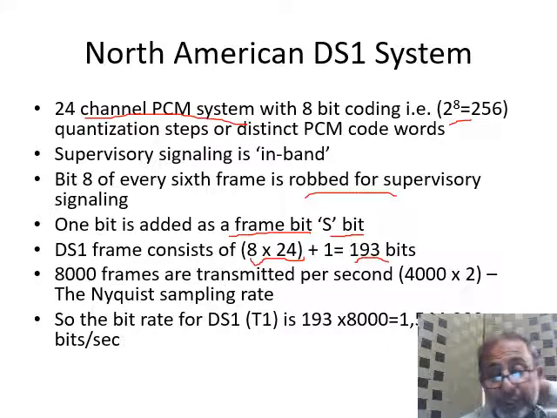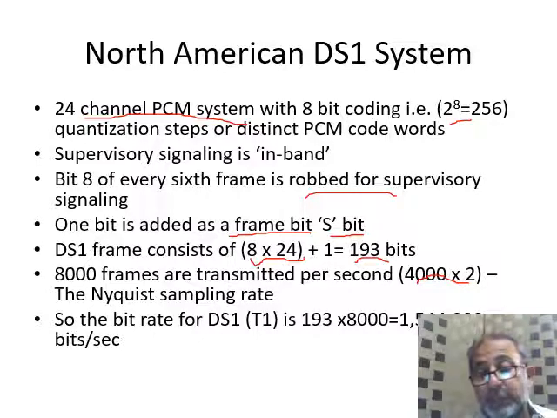Now, as we know that 8000 frames are transmitted per second because of the Nyquist criteria, Nyquist sampling rate. So 4000 into 2 gives us the value 8000. So the bit rate of DS1 or T1 is 193 into 8000, which gives us 1.544 Mbps. So that's how we come up to this particular data rate.